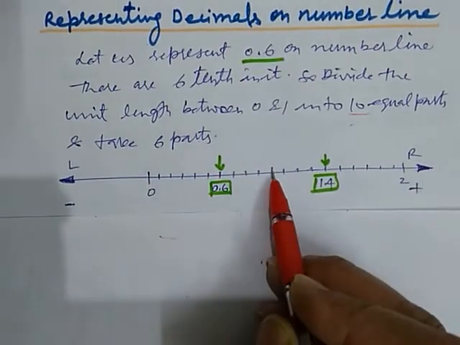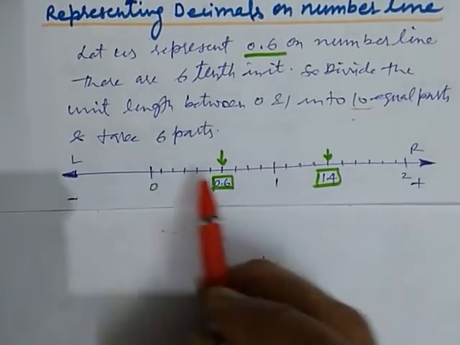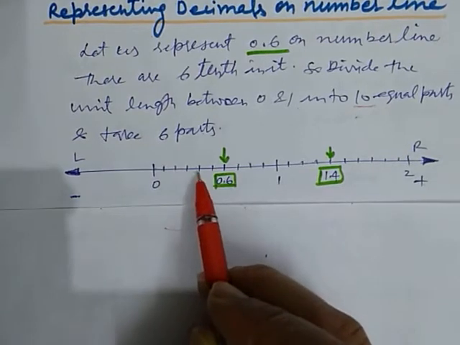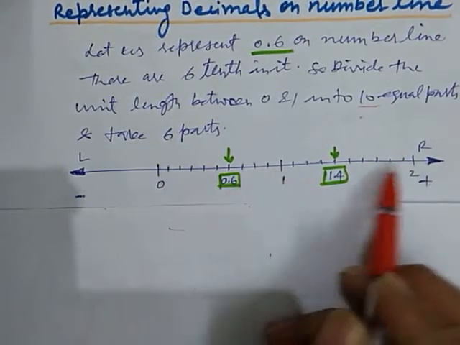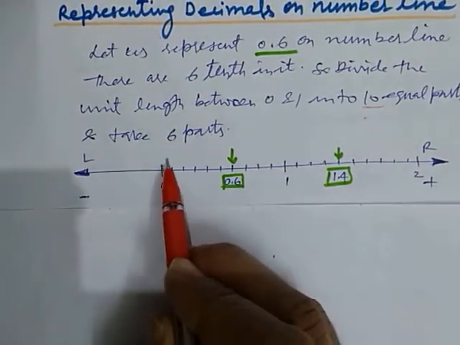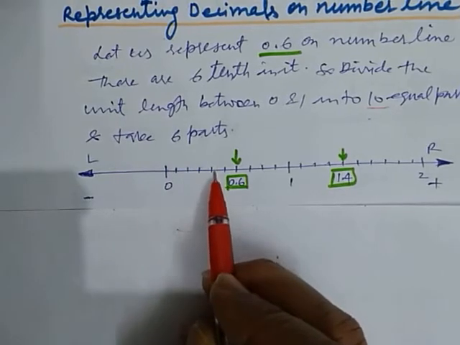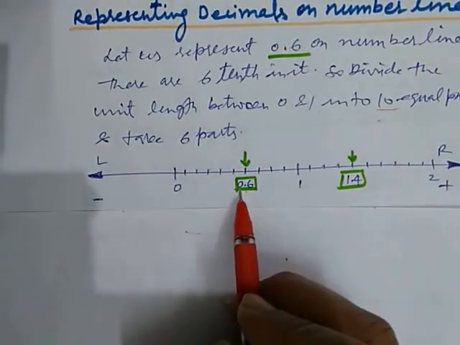This is 0 and 1. We divide it into 10 equal parts: 1, 2, 3, 4, 5, 6, 7, 8, 9 and 10. Now we have considered 6 parts. So start: 1, 2, 3, 4, 5 and 6. So this is 0.6. Represent it this way.